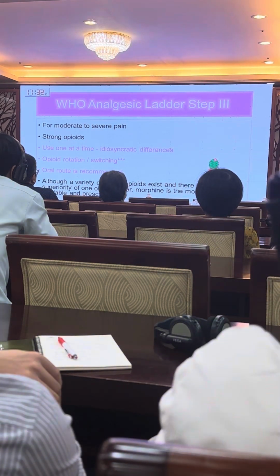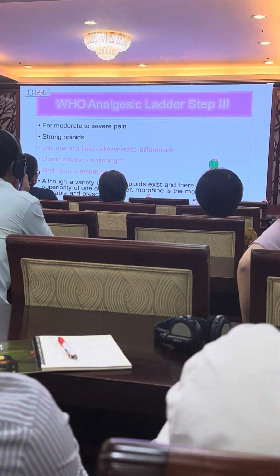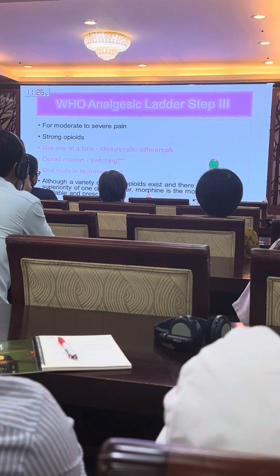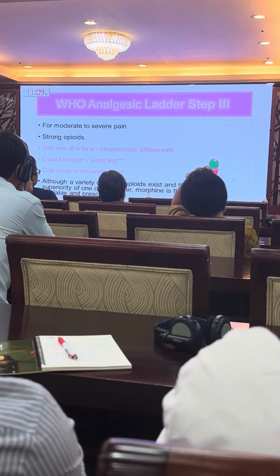it is not recommended to use a strong opioid in combination with weak opioids, such as using morphine around the clock with tramadol around the clock, because they work at the same mu receptor, and if the mu receptors are occupied by tramadol, morphine cannot have its action.